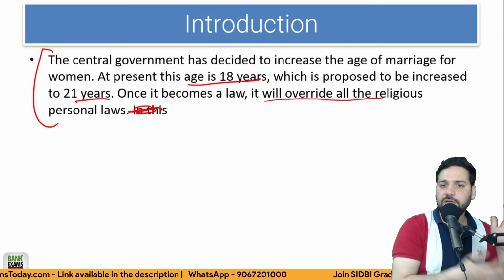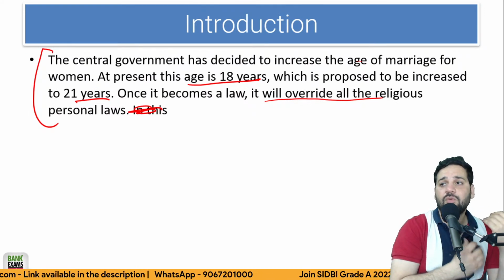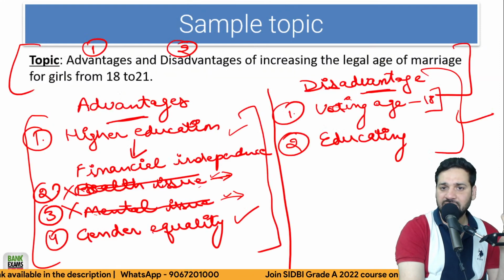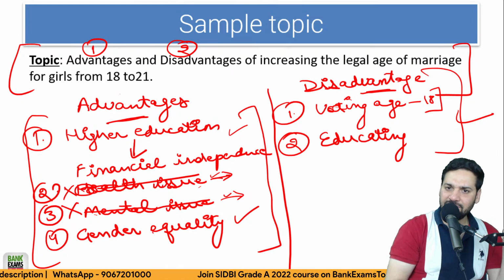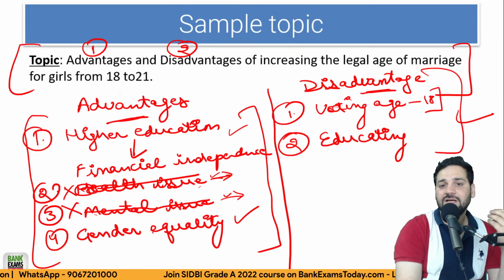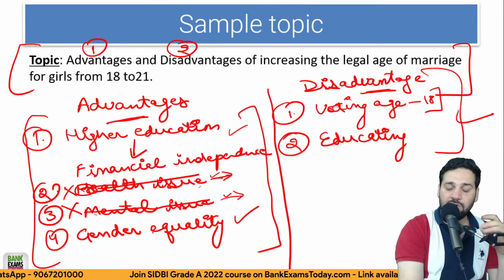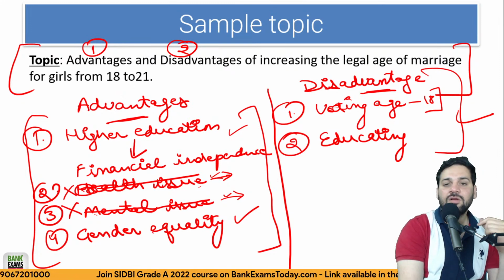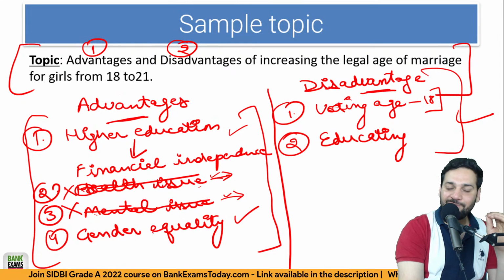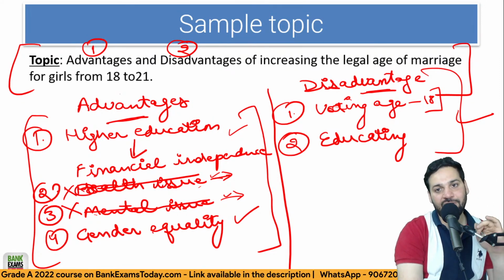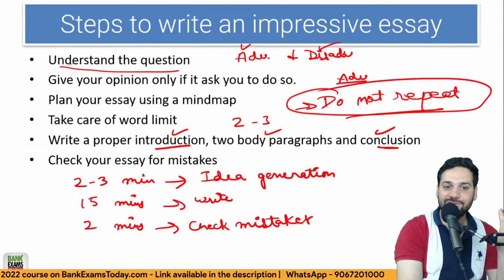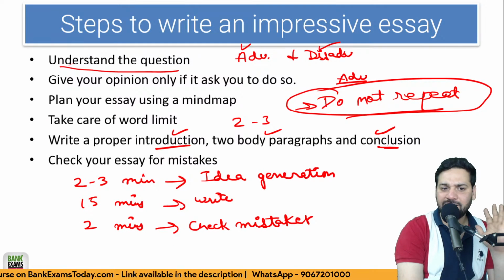The simplest way: introduce the topic, and whatever the advantages and disadvantages are, just pick one or two ideas and expand those ideas, give your examples, right? And whatever you want to say, be precise, come to the point. Do not try to use complicated words. Keep your language easy. Do not repeat your words. Do not repeat your ideas. Okay. I've already explained that.